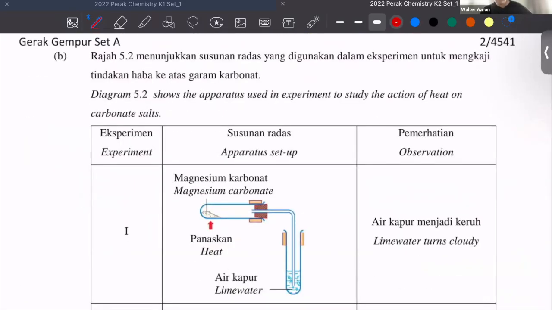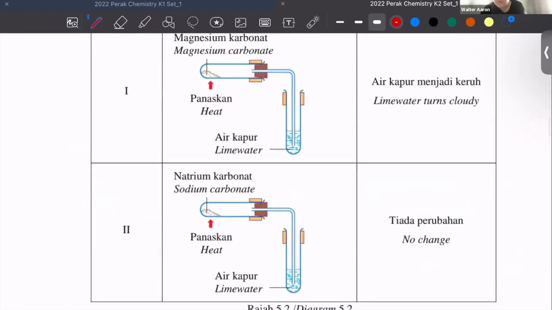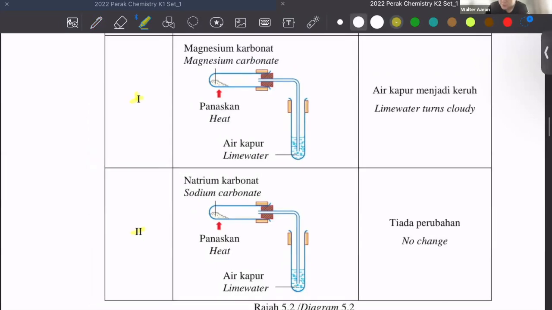And then for B, diagram 5.2 shows the apparatus used in experiment to study the action of heat on carbonate salt. So we have number 1 over here, magnesium carbonate is heated, then there's a lime water there. Lime water does turn cloudy. And then second one, sodium carbonate, heated, lime water, no change. So carbon dioxide gas is produced for experiment number 1, but experiment number 2 would have no carbon dioxide being produced.